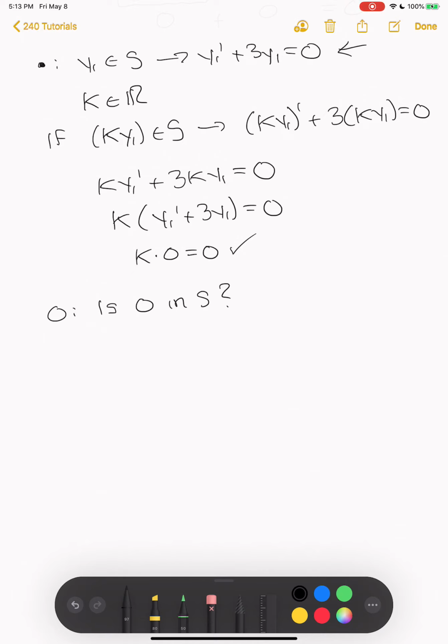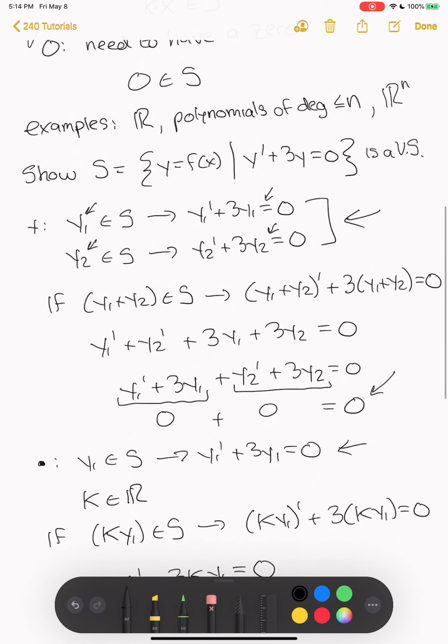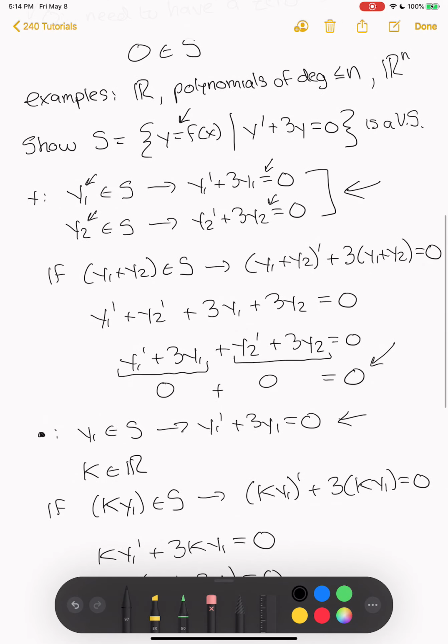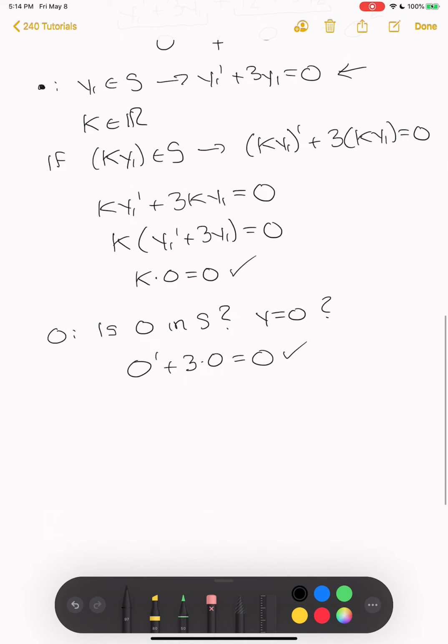And so this part's a little tricky. What we have to do is we have to see that 0 in terms of what we're working with actually is in our set. So we're working with functions here. That means I need to check to see if y equal to 0 is a solution to this differential equation, okay? So what I do is I stick in 0 for y and make sure it works. So 0 prime is 0 plus 3 times 0, sure indeed. Gives me 0 anyway, and I know that 0 is in my vector space.